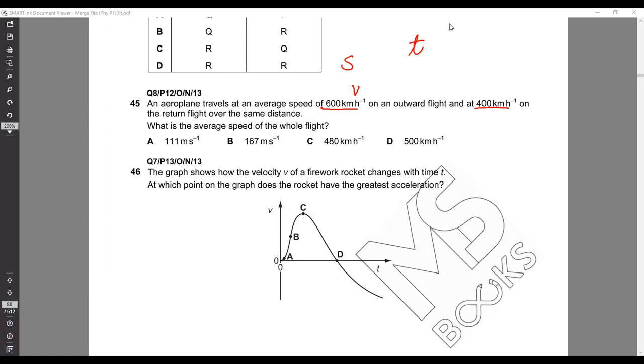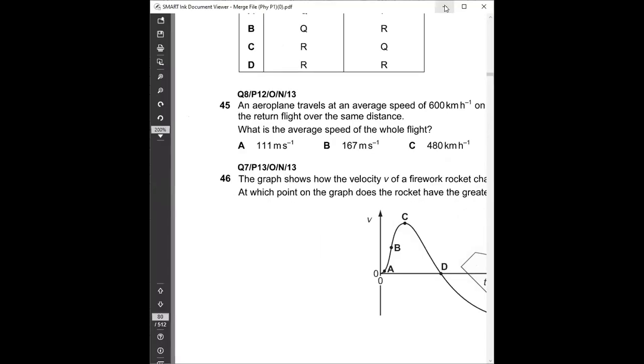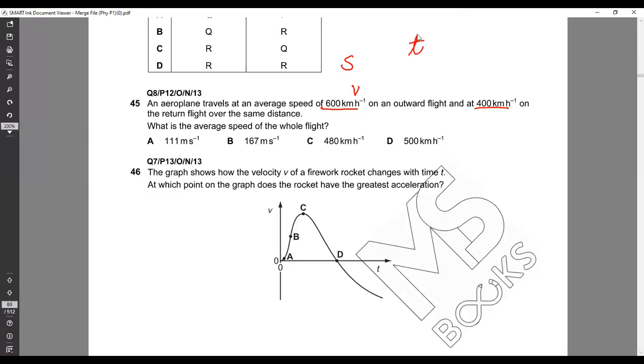Time s is equal to vt. So t is equal to s over v, right? So the time for forward is right, like outward and return. So time is equal to, first one is s over 600. That's t1. What's the t2? That is s over 400. Is that right or not?